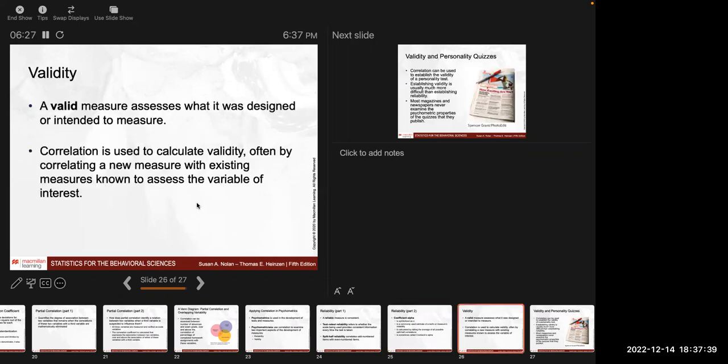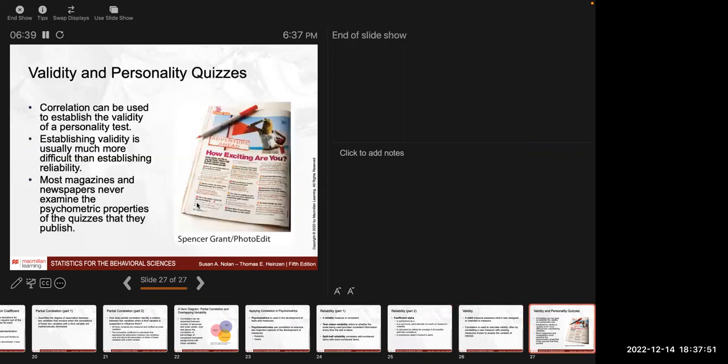Validity in the same context basically means that the survey is testing what it is indeed meant to test. And that's particularly not necessarily the case in some of the more mainstream and popular magazines, in the quizzes they show. So these are to be taken with caution.